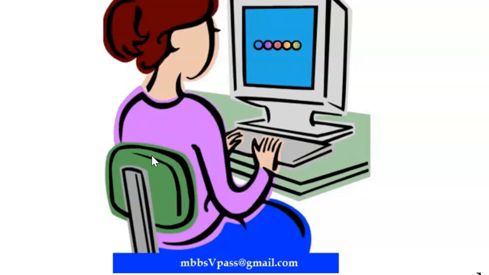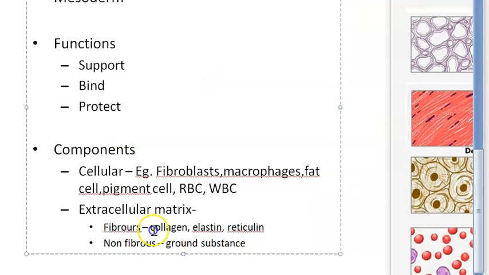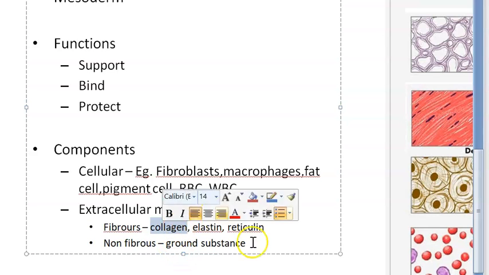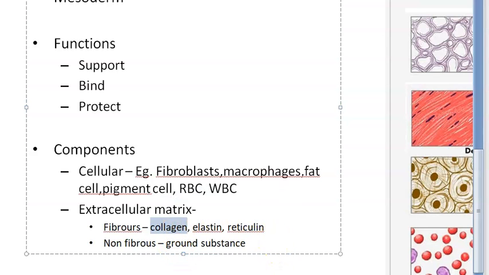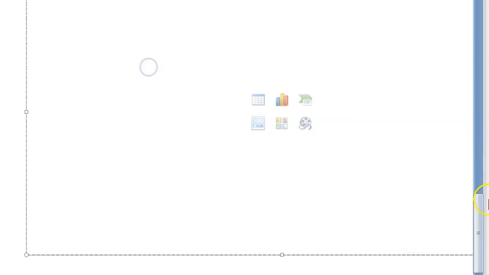Commonly the words that we use are collagen type 1, type 2, etc. Bone has type 1 collagen. Cartilage has type 2 collagen. That's all we can say. And how to remember that, you know, like this. See?